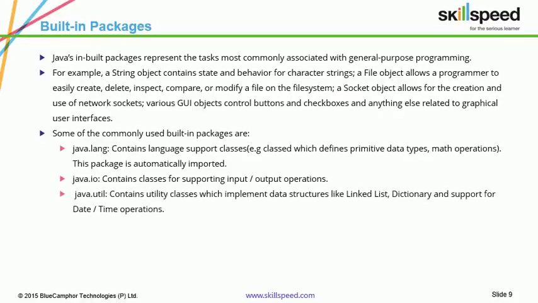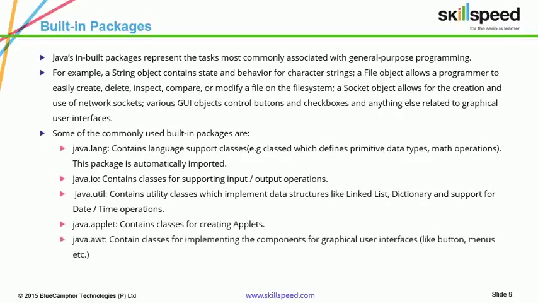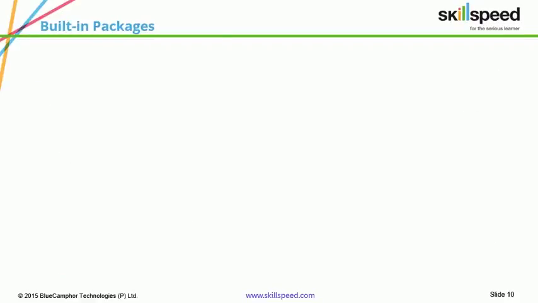Then the java.util package contains the utility classes which implement data structures like linked list, dictionary, array list and all. And also the support for date or time operations. Then we have the java.applet package, which contains the classes for creating the applets. We have the java.awt package, which contains classes for implementing the components for a graphical user interface like buttons, menus, etc. We have the java.net package, which contains classes for supporting the networking operations.